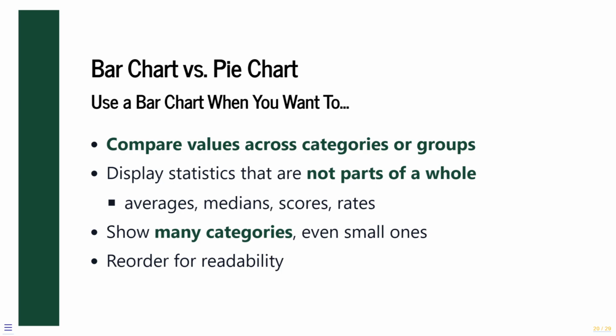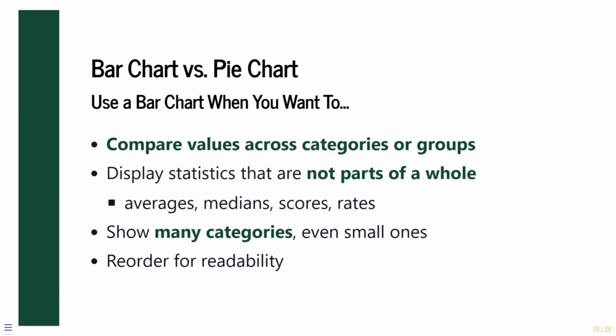Use a bar chart when you want to compare values across categories or between groups. Bar charts place values along a common baseline, making differences in magnitude easy to see. This is especially important when categories have similar values or when precise comparisons matter, such as comparing approval ratings across departments or test scores across teaching methods.